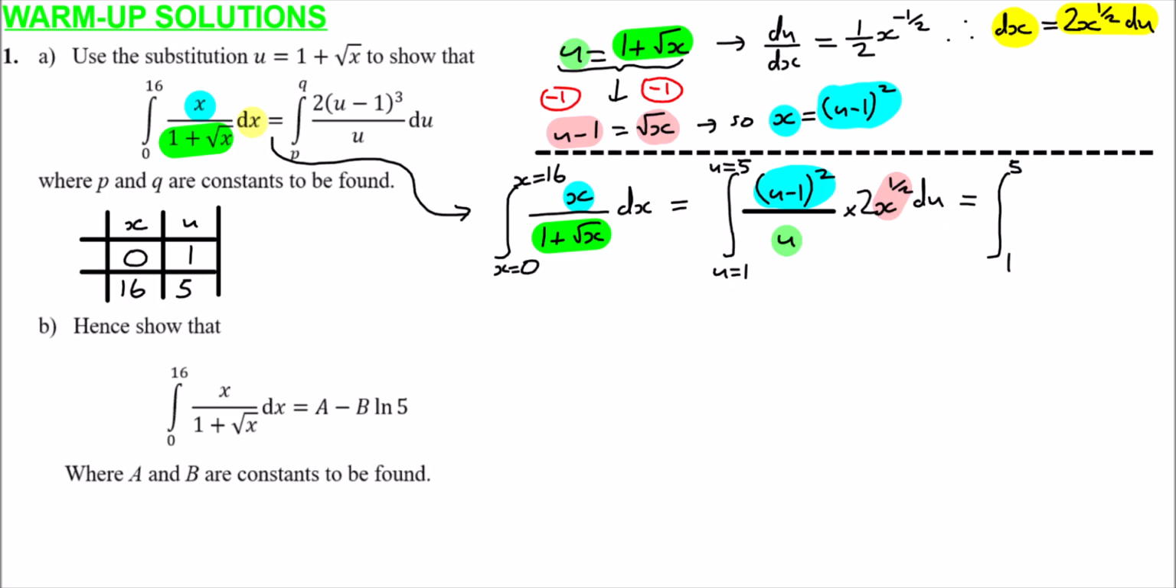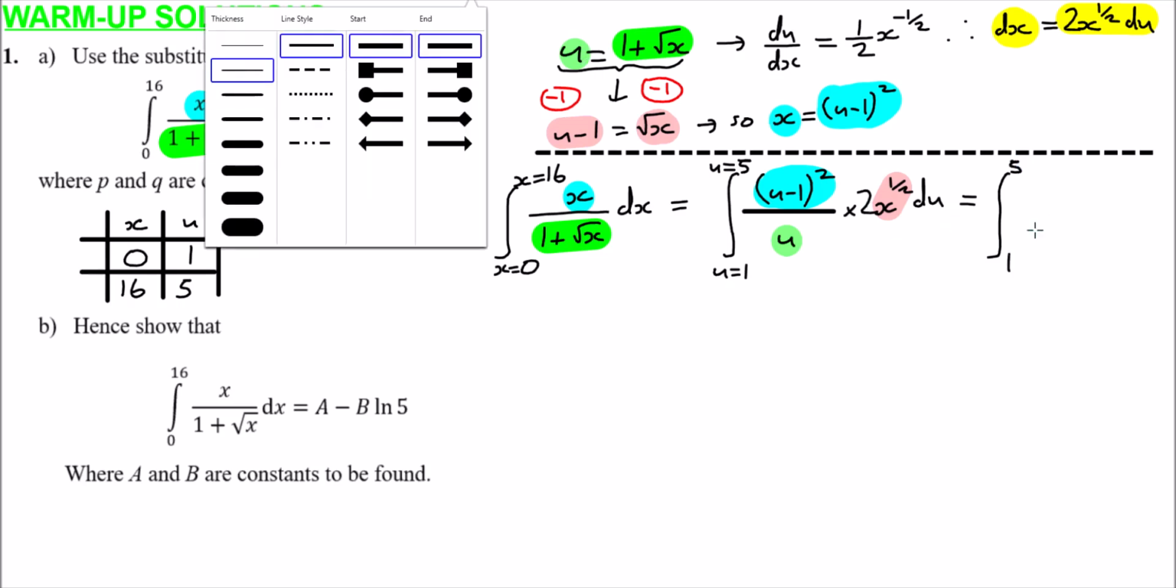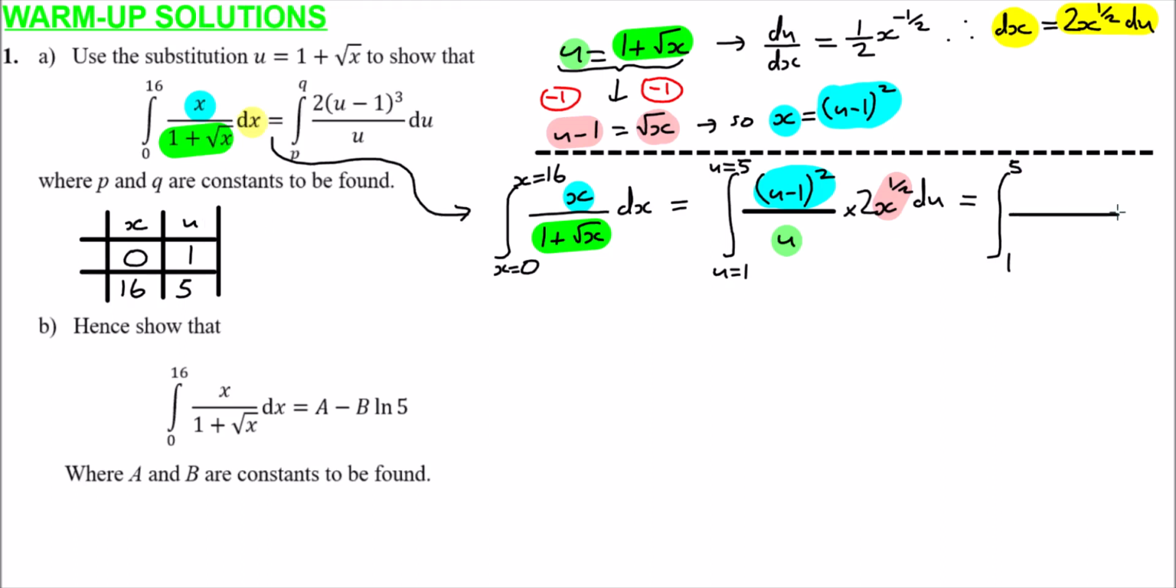Now I'm going to have two lots because of this constant 2 here. U minus 1 squared times another x to the half, which is another u minus 1. That's going to give u minus 1 cubed, all divided by u with respect to du. So that's the integral which I wanted to show was the case.